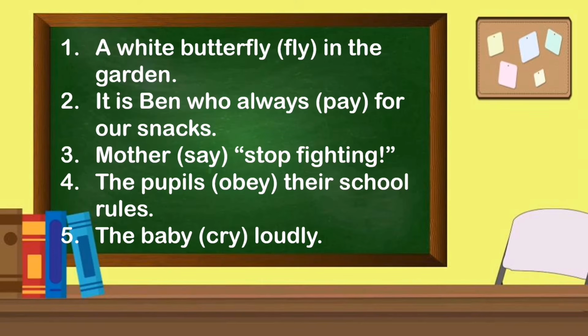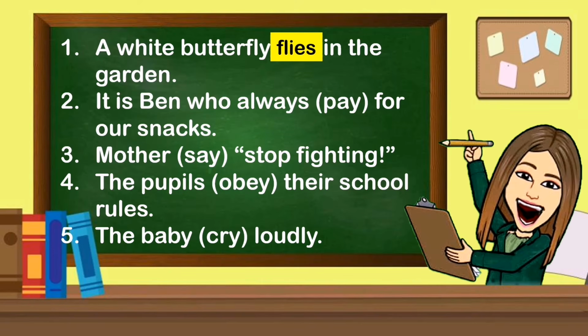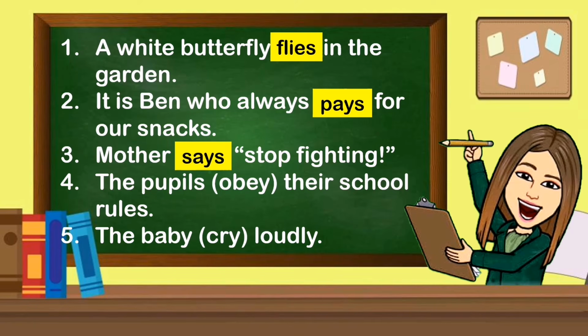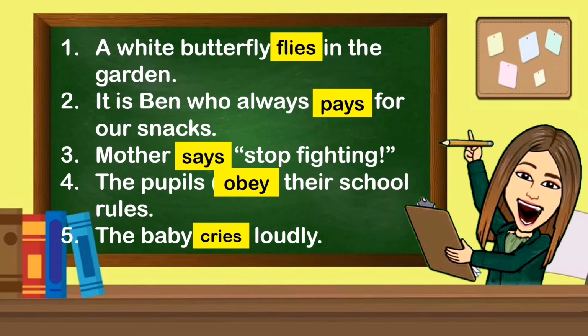Now, let's check your answers. Number 1. A white butterfly flies in the garden. Number 2, it is Ben who always pays for our snacks. Number 3, Mother says stop fighting. And number 4, the pupils obey their school rules. And number 5, the baby cries loudly.